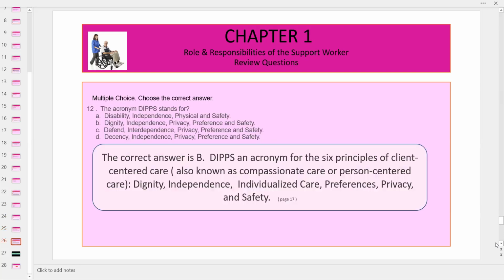The correct answer is B. DIPPS, an acronym for the six principles of client-centered care, also known as compassionate care, person-centered care, or individualized care: dignity, independence, preferences, privacy, and safety. End of chapter 1.